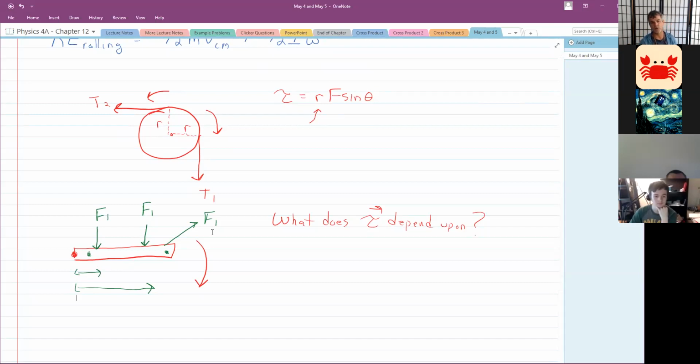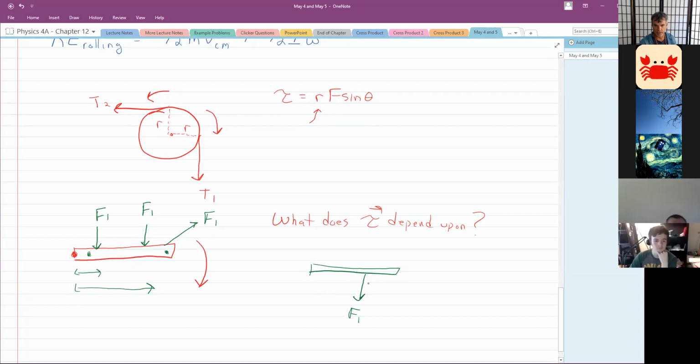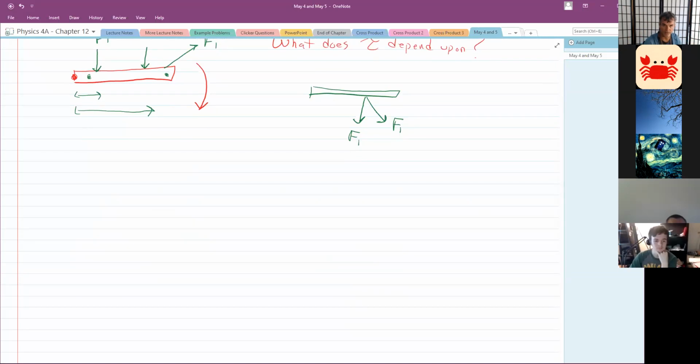And the other thing that's going to matter is the direction. So if I have two forces, let's say just exact same distance, here's F1, and I exert another force, exact same spot, but at a different angle. You could imagine that the angle that the force is exerted at is also going to affect the torque. So the end result is the torque depends upon three things. So what does torque depend upon? One, it depends upon the magnitude of the force.